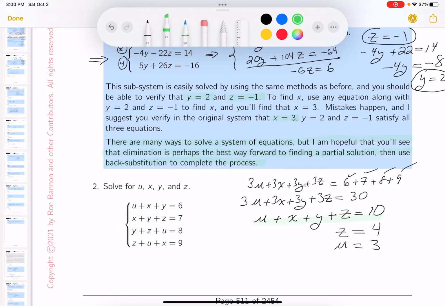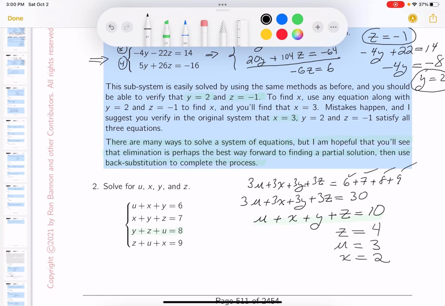Let's take that third row. Let's take the third row from the u plus x plus y plus z equals 10. What would you get? Well, the y, z, u would disappear. You're left with x now. And 8 from 10 is 2. We're going to check it in the end, by the way.